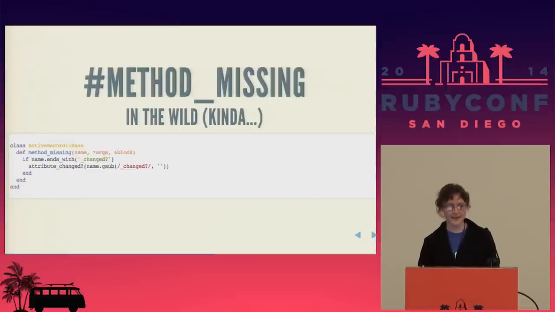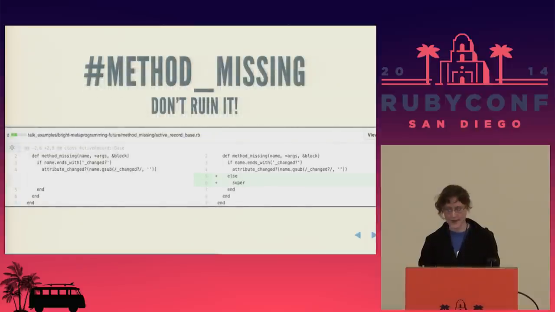The first is that it's not including a call to super. If you don't include a fallback to super somewhere within each method missing definition, the lookup chain will stop within the first method missing it finds. It will potentially bypass something useful further up the chain.